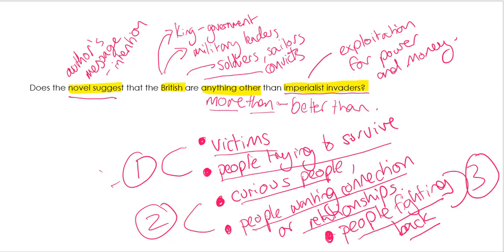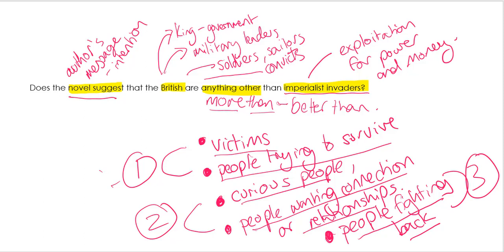So the first thing is, here's the question. Does the novel suggest that the British are anything other than imperialist invaders? So I've highlighted 4 things in this question that I want to address. One is first, this novel suggests.